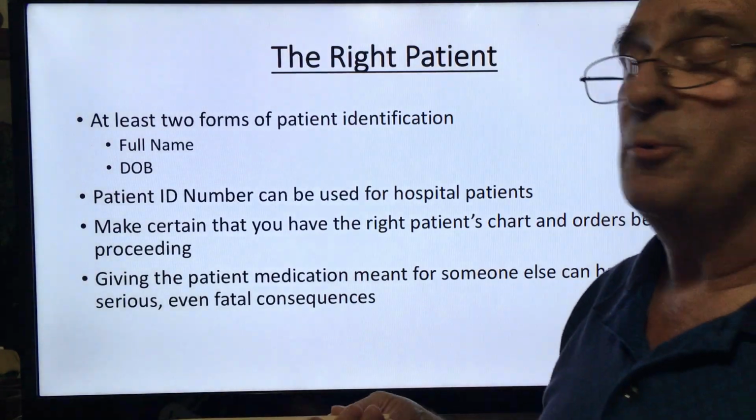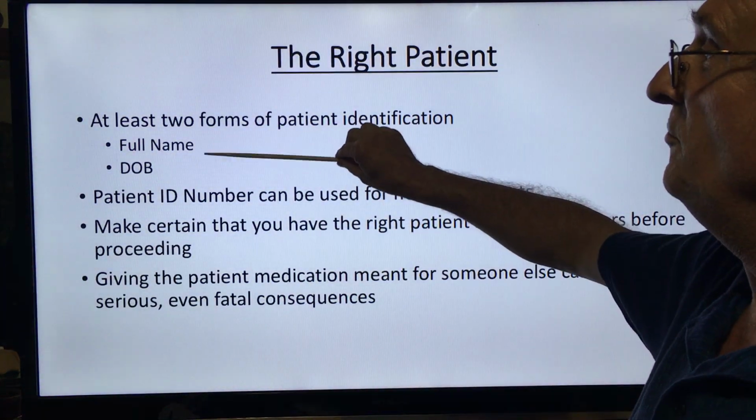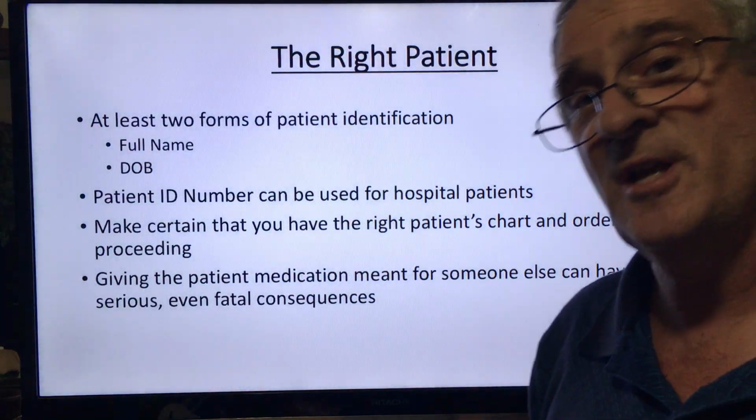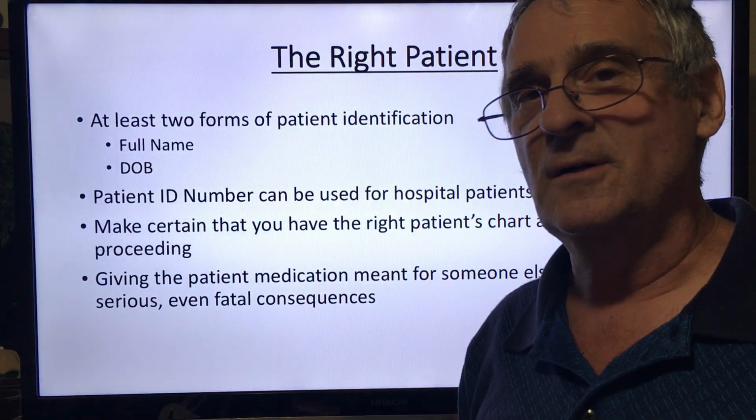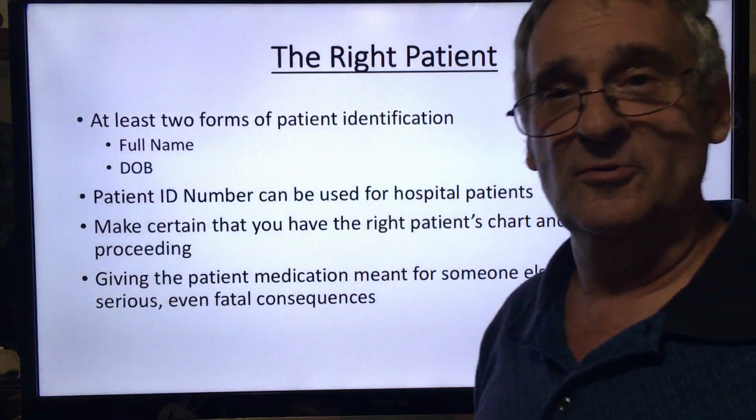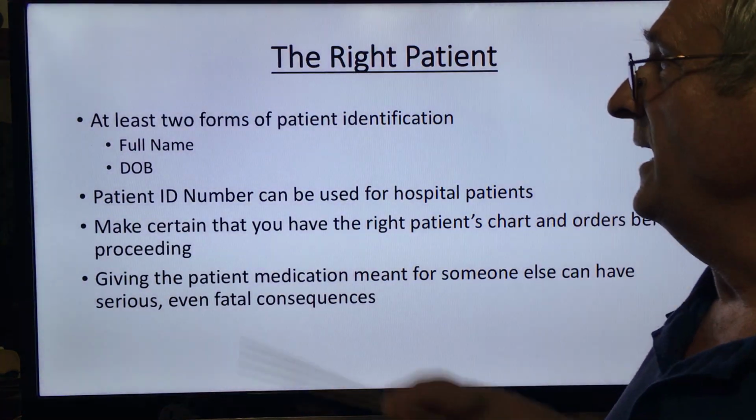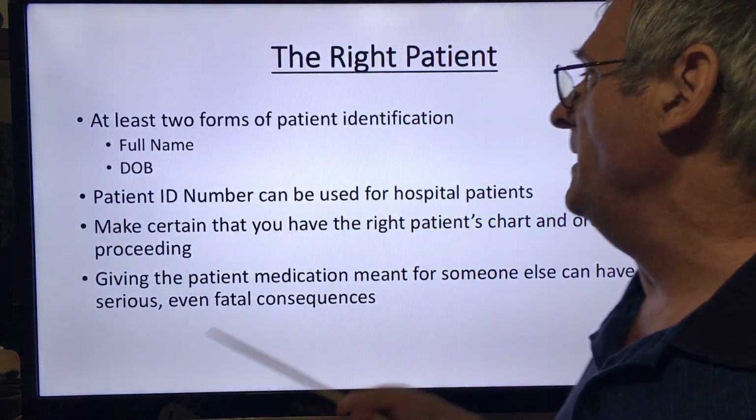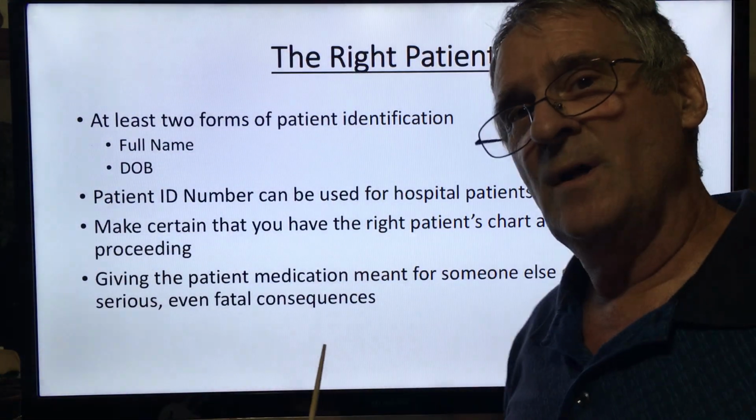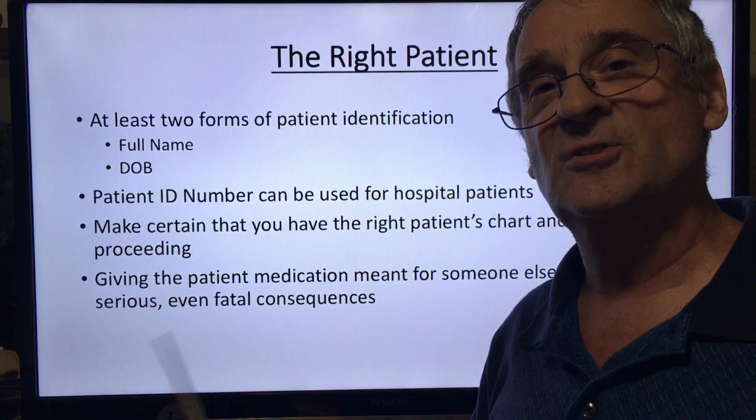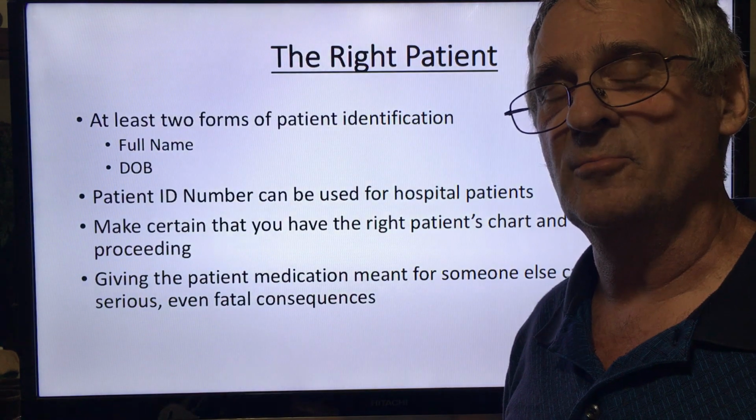So we need to make sure we have the right patient, and we use two forms of patient identification. Have the patient say their full name. Don't say, your name is Bill Smith, right? You ask them to spell their first and last name and give you their date of birth. If it's a patient in the hospital, you can use the ID band, but some of these have errors in them, so you need to still confirm their ID through other means.